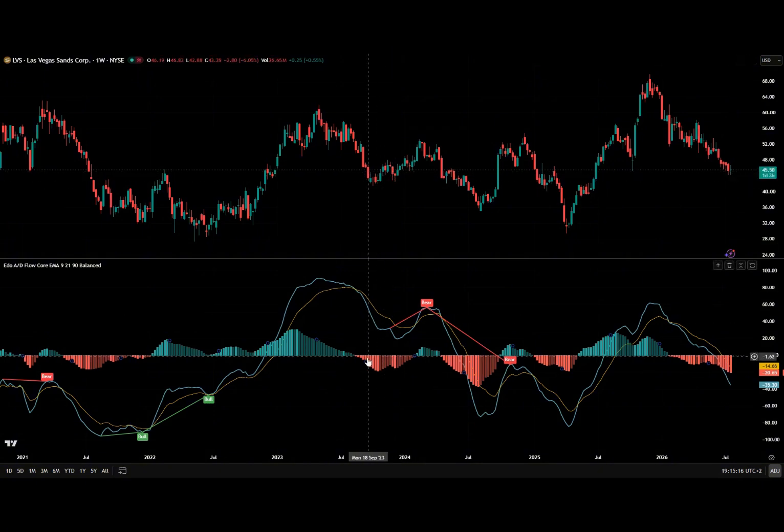The columns are the distance between the fast line and the slow one. Above zero, the fast flow is stronger than the slow flow. That is accumulation building up. Below zero, the fast flow is weaker. That is distribution taking over. And the color has two intensities on each side, bright while the gap is still widening, faded once it starts to close. On Las Vegas Sands Weekly that shrinking tone showed up on the columns well before the lines actually crossed.